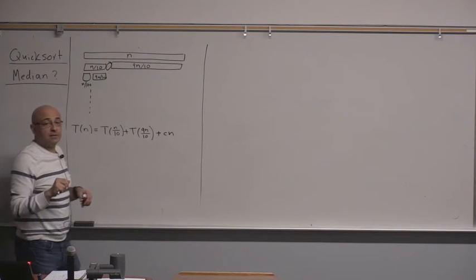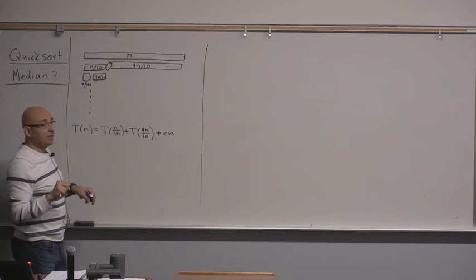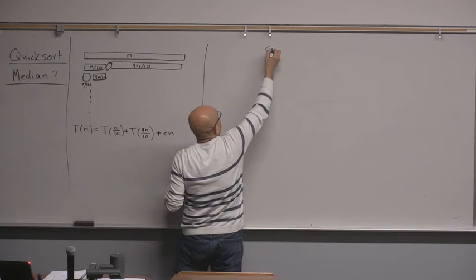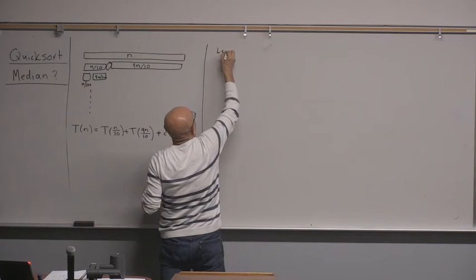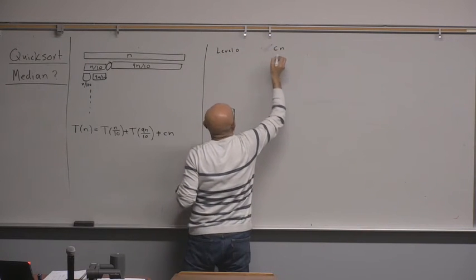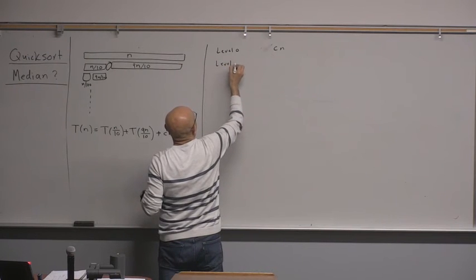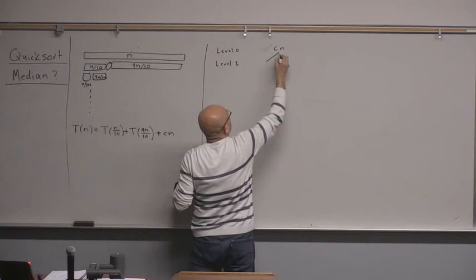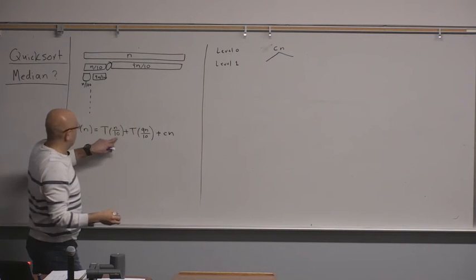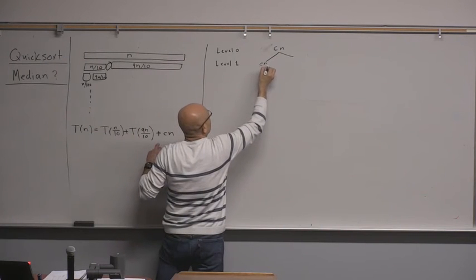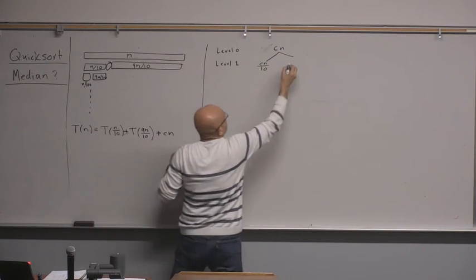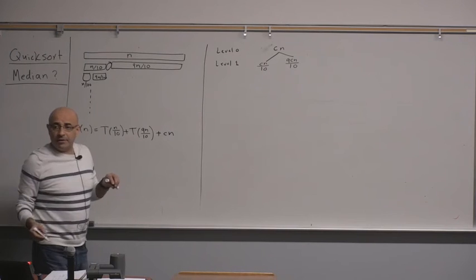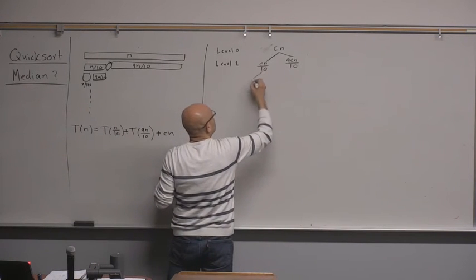Now, who has done enough practice with the recursion tree to tell us what to do? So at level 0, what will we have? Cn. At level 1, first question, how many branches? Two branches. First branch is Cn by 10. Second branch, 9Cn by 10. Then at the next level, we'll have two branches.